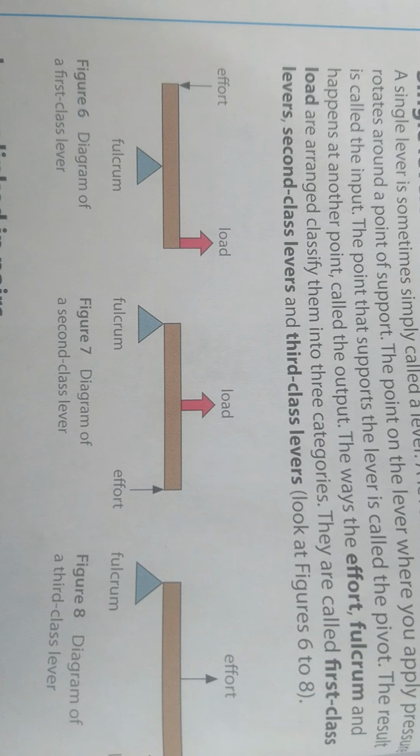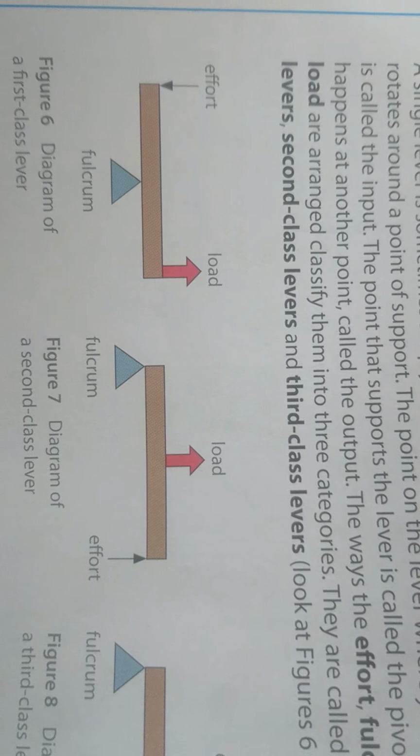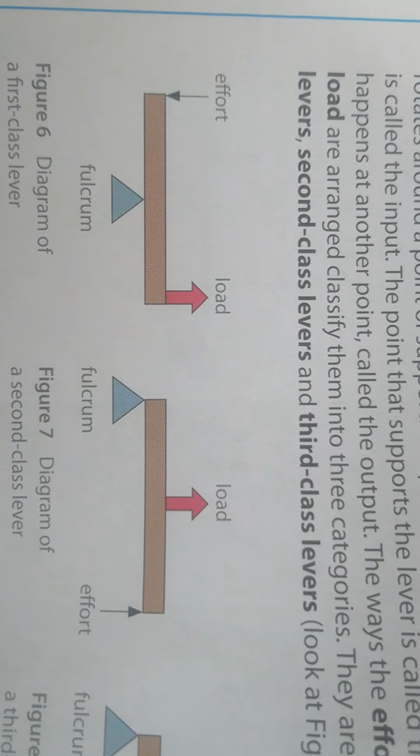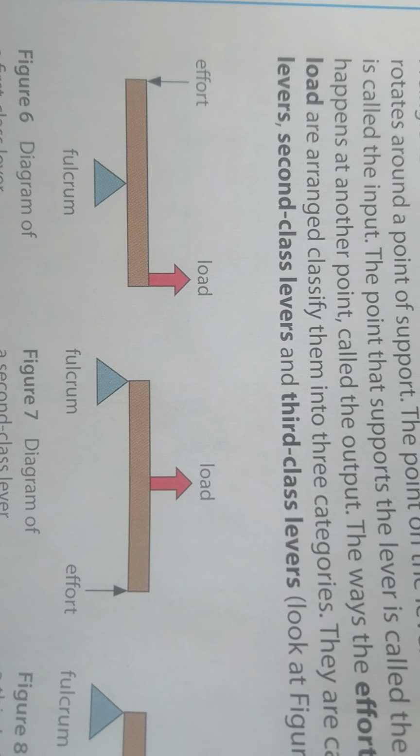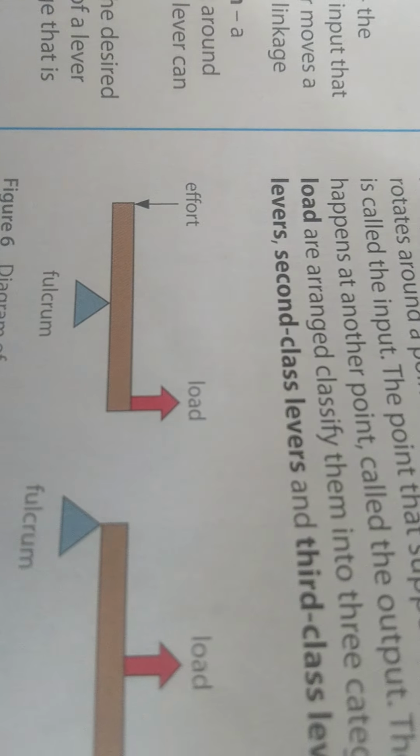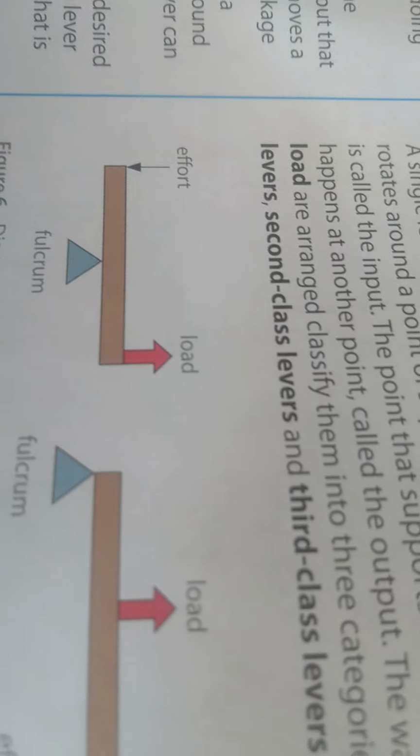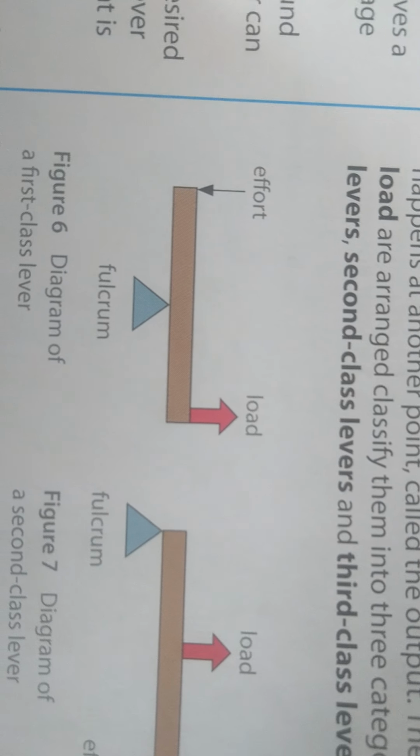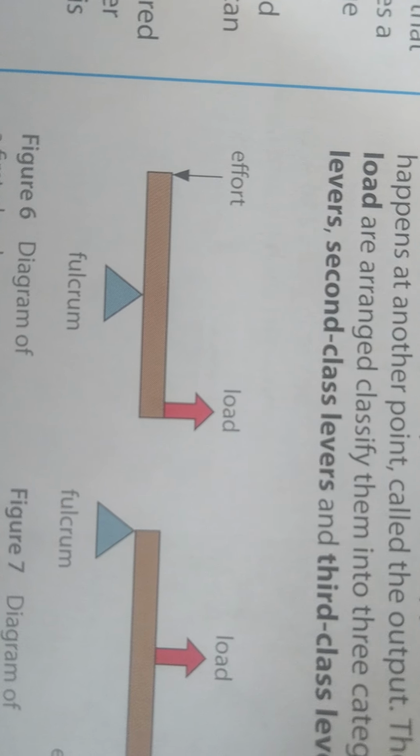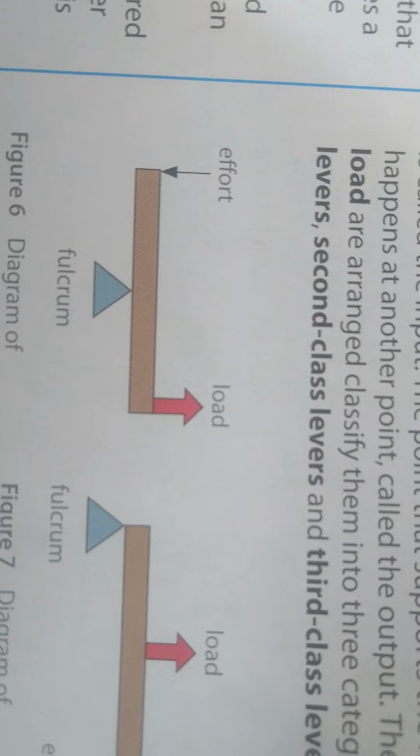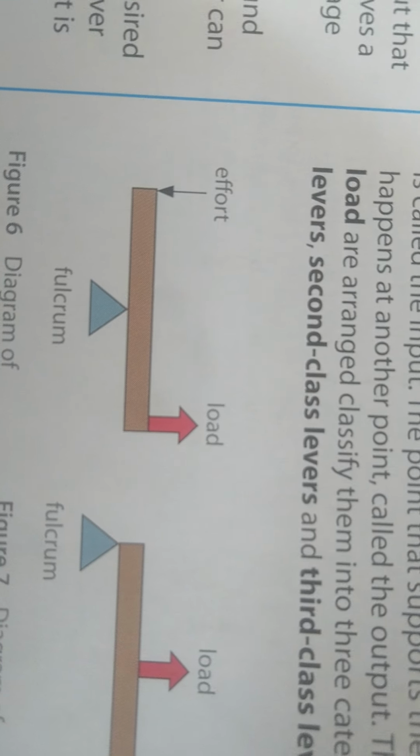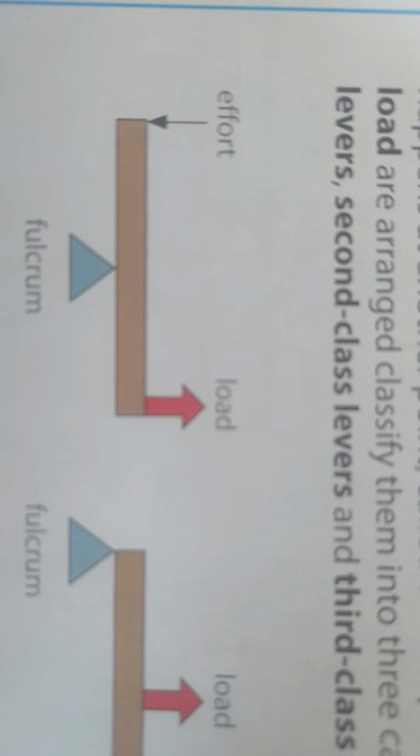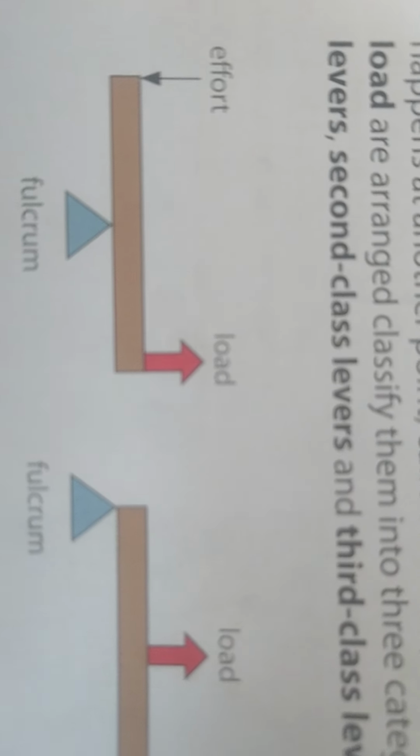Okay, now please take this down in your books. What is important for you to note here is the position of the effort, fulcrum, and load. That is how we distinguish what type of lever it is. Okay, in this first class lever, a first class lever has a fixed bar that changes the direction of force by using a fulcrum between an effort and a load. So the fulcrum is between the effort and the load in the first class lever.